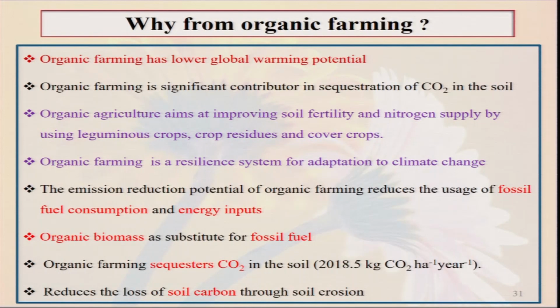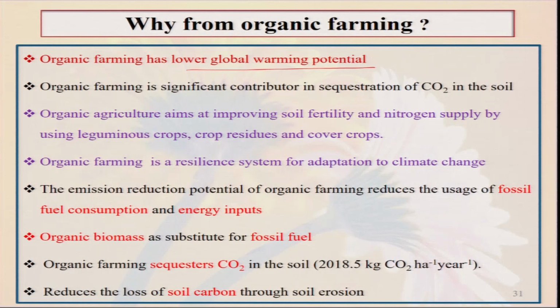So why organic farming, and not conventional agriculture? What is the advantage of organic farming for climate change mitigation? It has a very low global warming potential, because in the case of urea we are applying nitrogen fertilizer, which produces nitrous oxide, whereas in organic farming we are giving cow dung. Although cow dung generates more CO2, 1 unit of nitrous oxide is equivalent to more than 300 units of carbon dioxide.